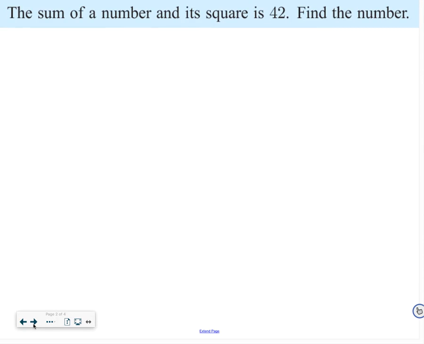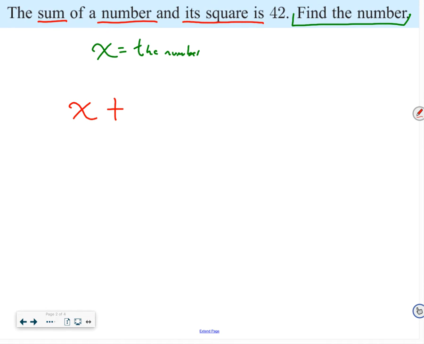So, the sum of a number and its square is 42. Find the number. Well, the nice thing is, read it through. I need to find the number. So I'm going to let x equal the number. Using the next bit of information, I want to try and generate an equation. So the sum, so I know it's an addition problem, of a number, and its square, a number squared is written like that, is 42. So I've generated my equation.